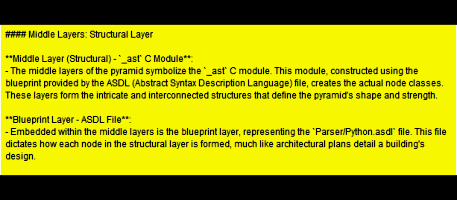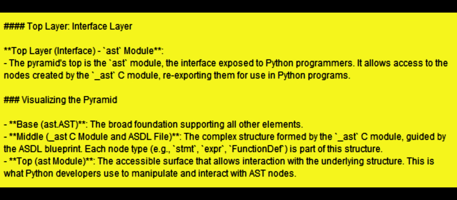Blueprint layer, ASDL file. Embedded within the middle layers is the blueprint layer, representing the parser/python.asdl file. This file dictates how each node in the structural layer is formed, much like architectural plans detail a building's design. Top layer, interface layer. Top layer, interface, AST module. The pyramid's top is the AST module, the interface exposed to Python programmers. It allows access to the nodes created by the _ASTC module, re-exporting them for use in Python programs.